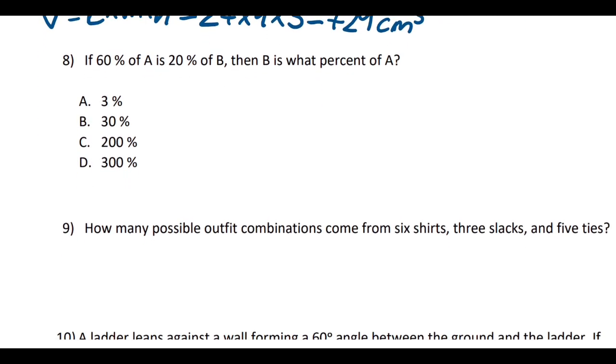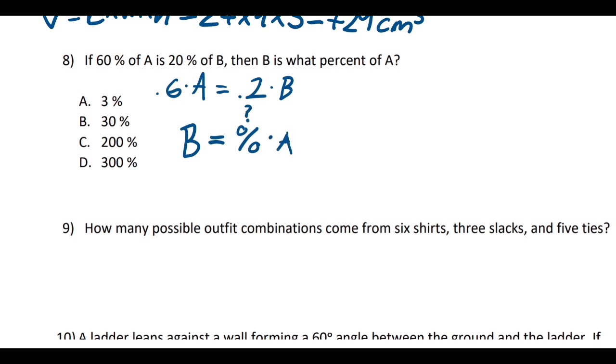Number 8. If 60% of A is 20% of B, then B is what percent of A? We're going to turn these percentages into decimals. That's going to be 0.6 times A equals 0.2 times B. And the question asks, then B is what percent of A? So B is what percent, that's the question, of A.